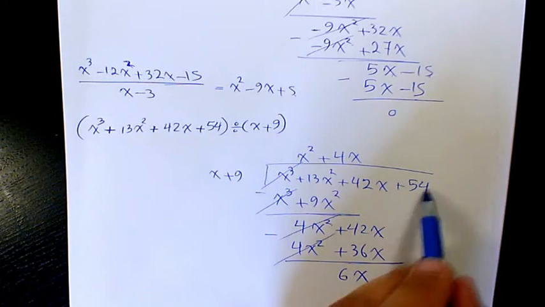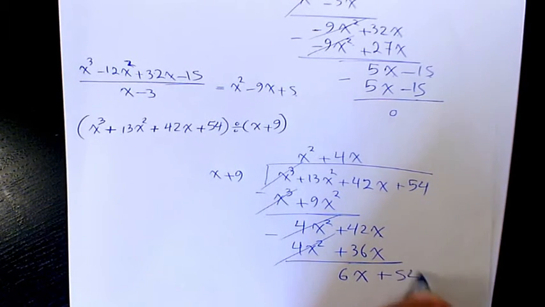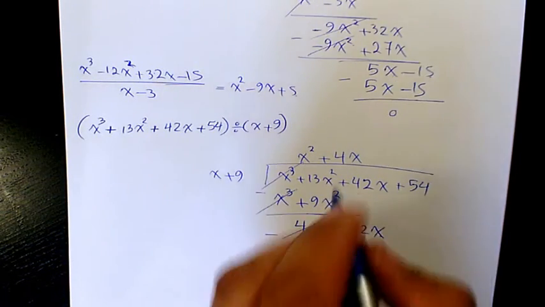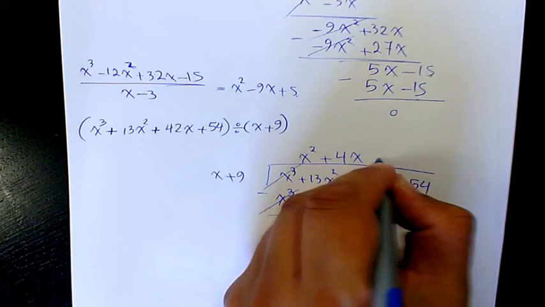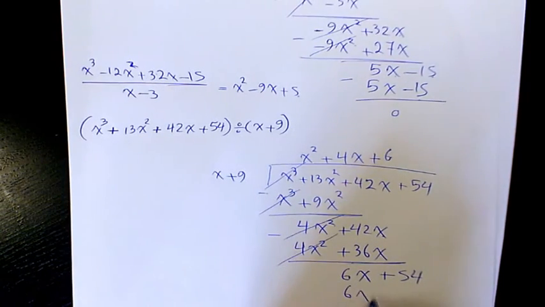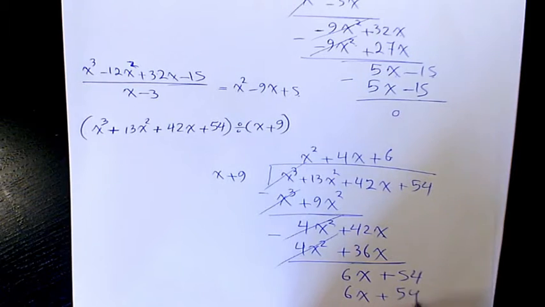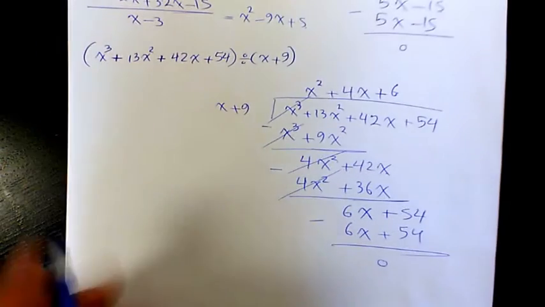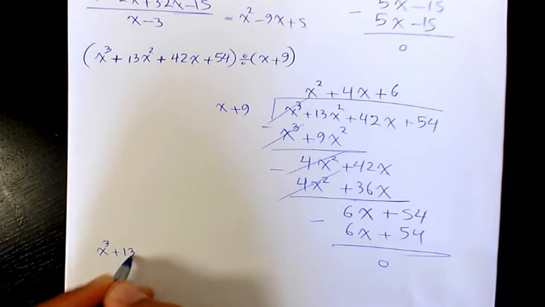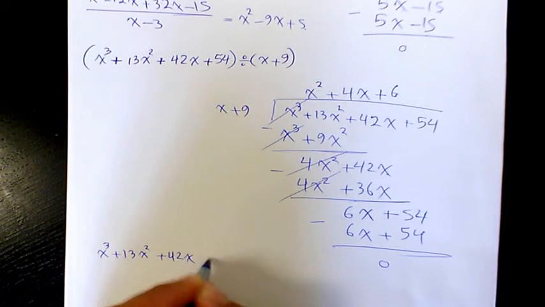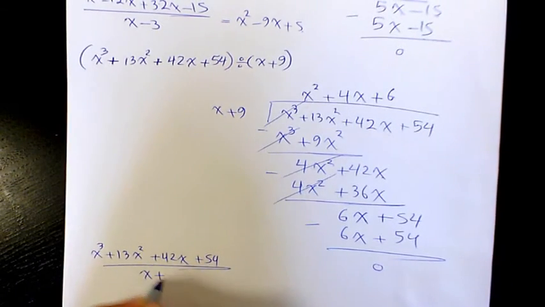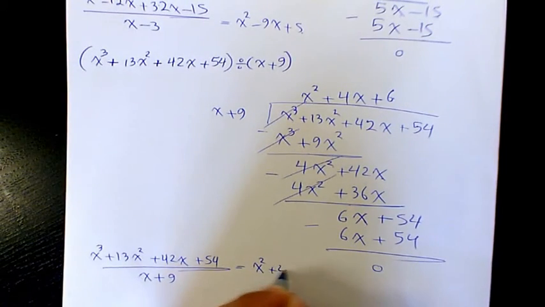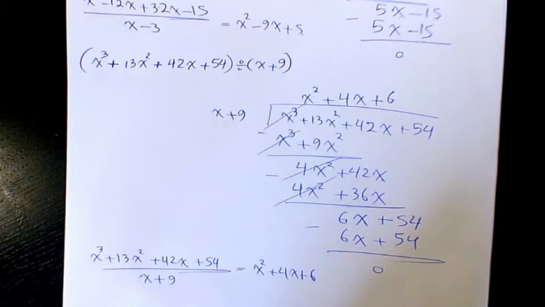And then you need to bring the next term down, 54. 6x divided by x is going to be 6. 6 times x, 6x. 6 times 9, 54. When you subtract it, the remainder is going to be 0. So I'm going to say x cubed plus 13x squared plus 42x plus 54 divided by x plus 9 is going to be x squared plus 4x plus 6, and no remainder. It means that that's divisible by x plus 9.